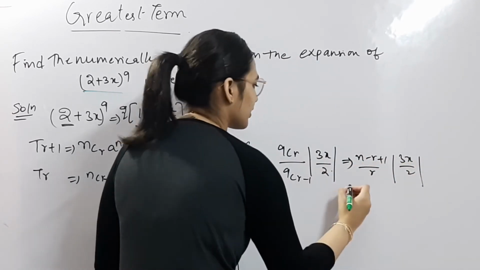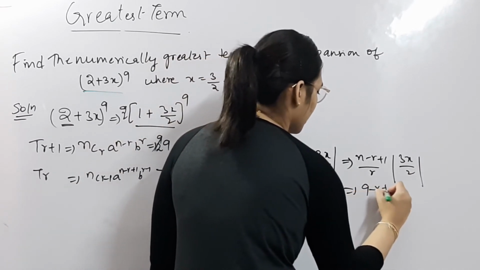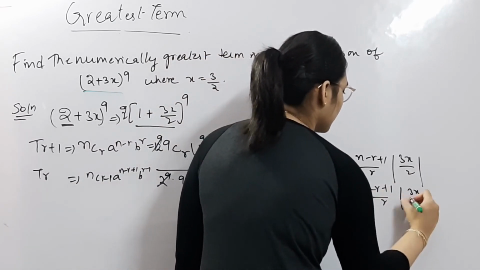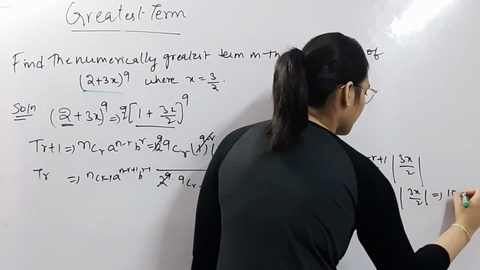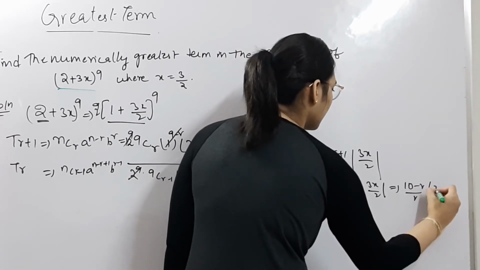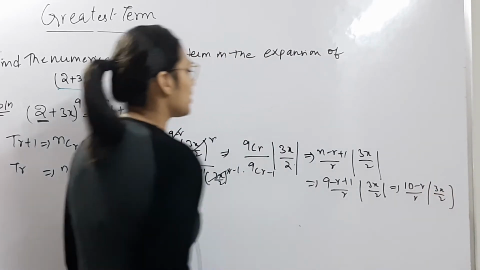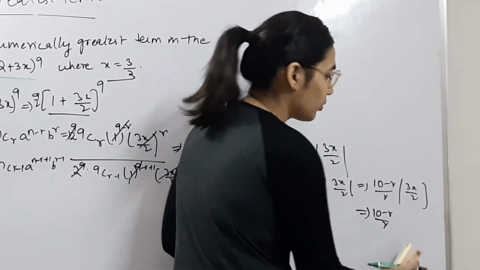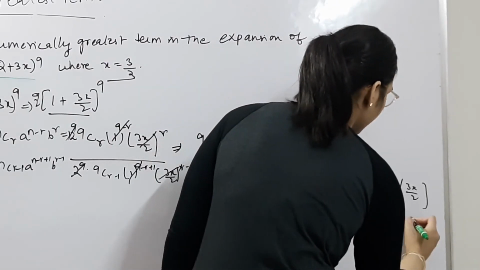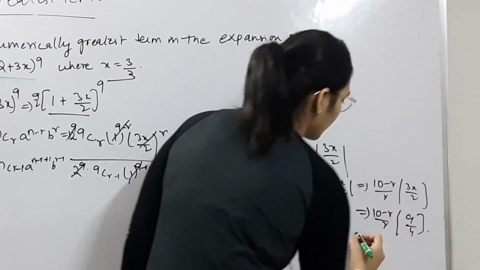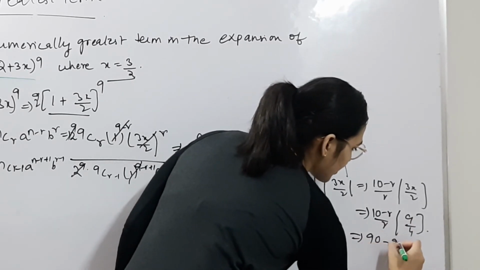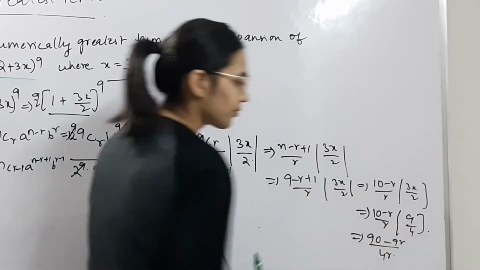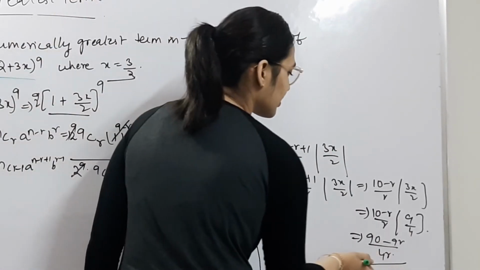You know for a fact that n is 9. So we'll get 9 minus r plus 1 by r into 3x by 2. So we get how much? 10 minus r by r into 3x by 2. Here, substitute the value of x. We get how much here? 10 minus r by r into 9 by 4. So in short, we get 90 minus 9r by 4r. Right? So this is the final result that we get.